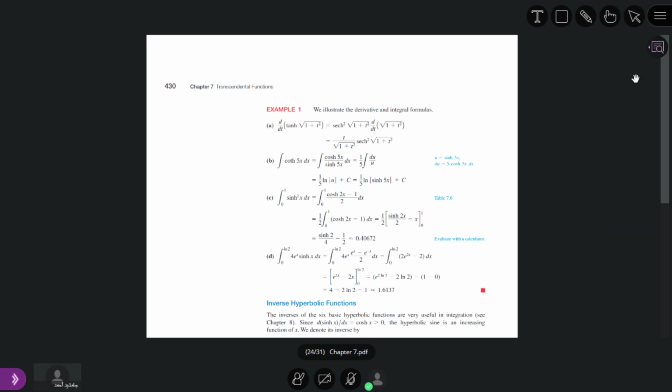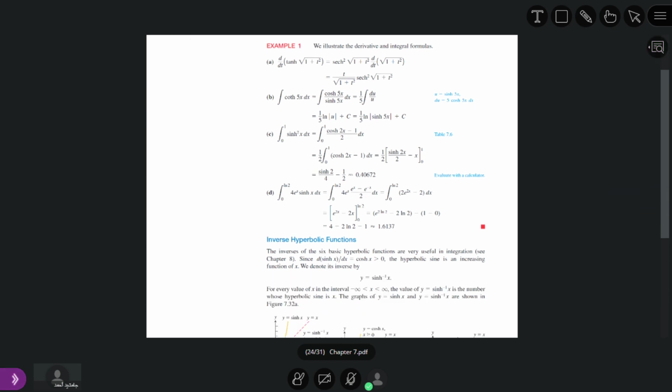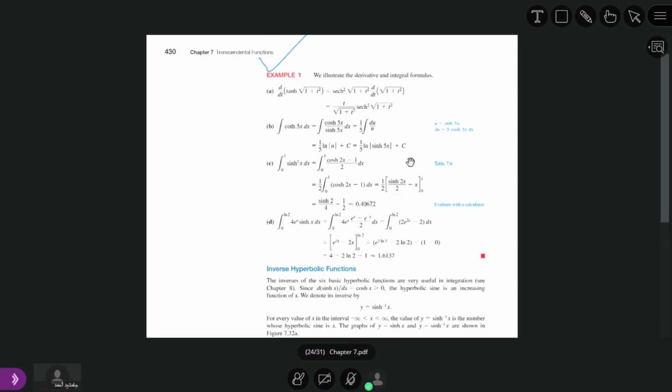So here previously, if you see, we have today the example of hyperbolic functions, the example of the derivative of the hyperbolic function. So here you see, in the last class we have derivative of sine hyperbolic x. It is equal to cosine hyperbolic x.